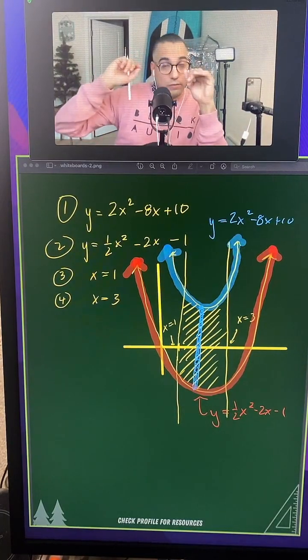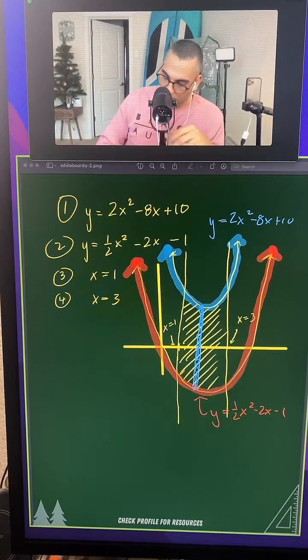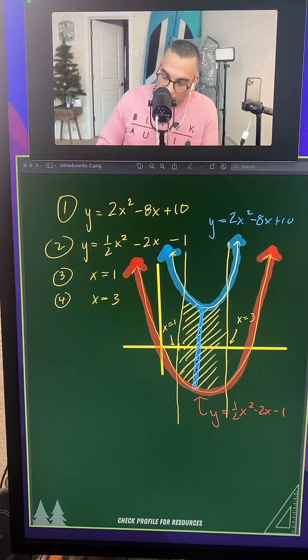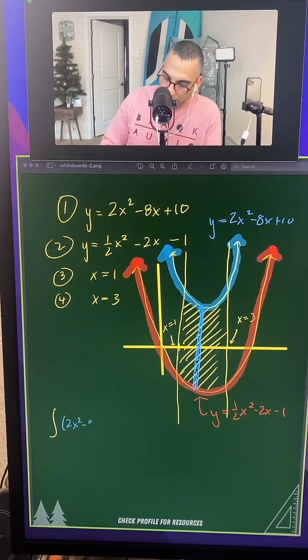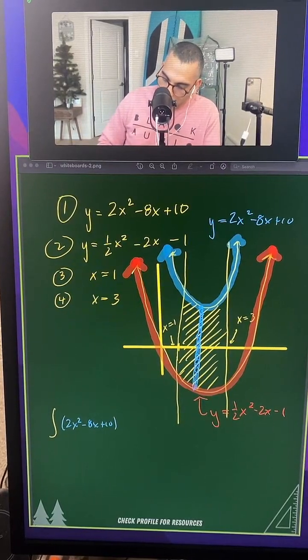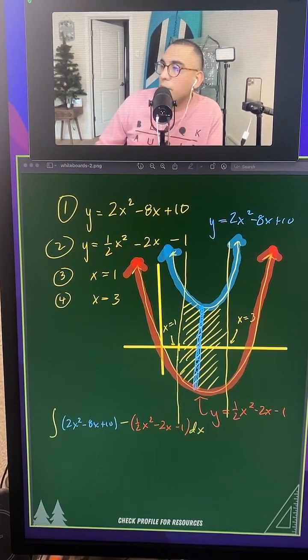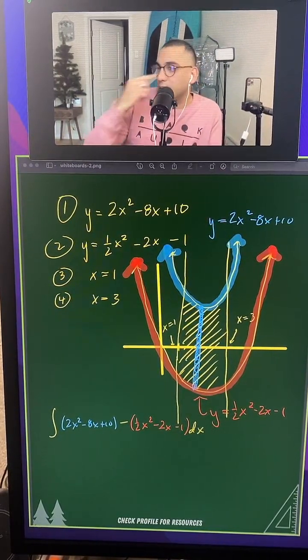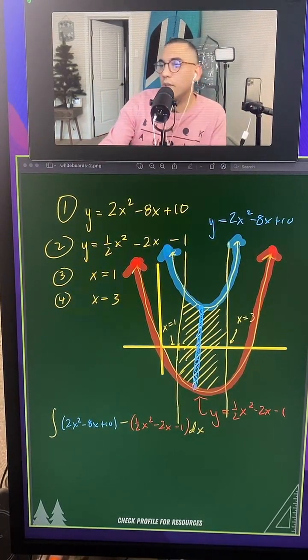We're going to find the integral of the top function minus the bottom function. And we already established which one that is, so that's the blue function. So that's 2x squared minus 8x plus 10 minus the red function. And that's going to be 1/2 x squared minus 2x minus 1. And then I have dx. But who can tell me what my parameters are going to be? Because I need to take the area underneath the curve. It needs to have some parameters. What do you guys think? What are the parameters?